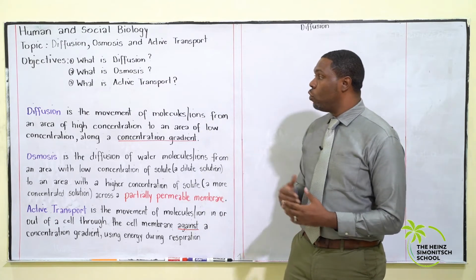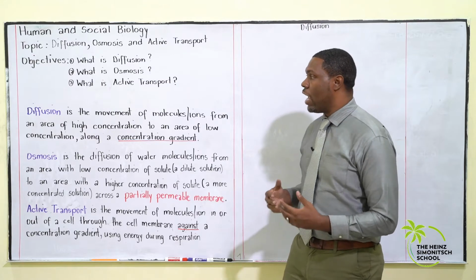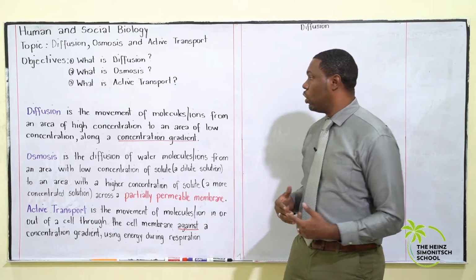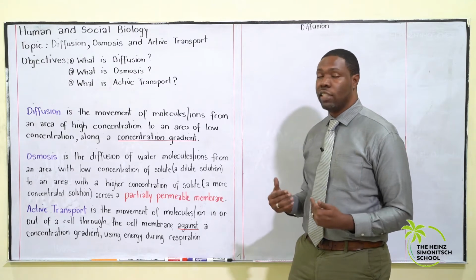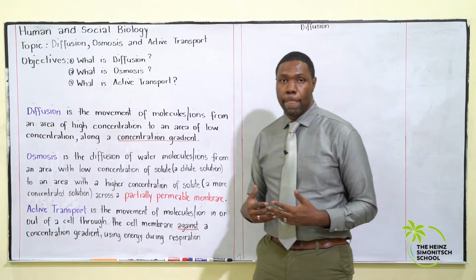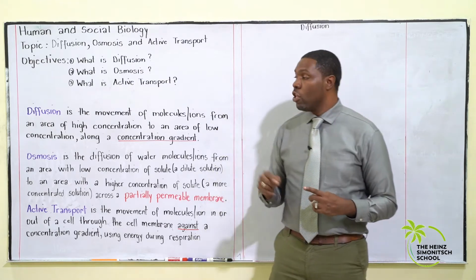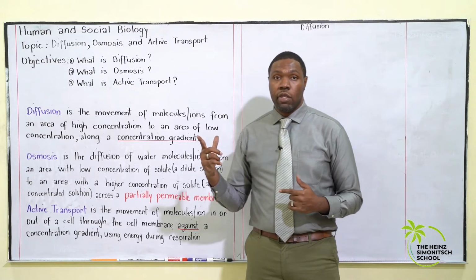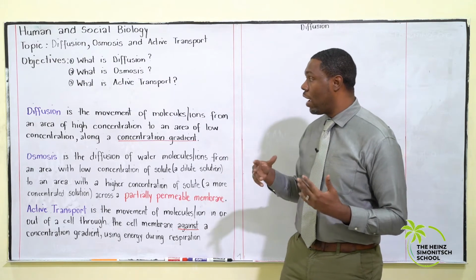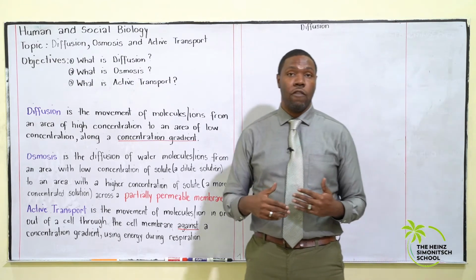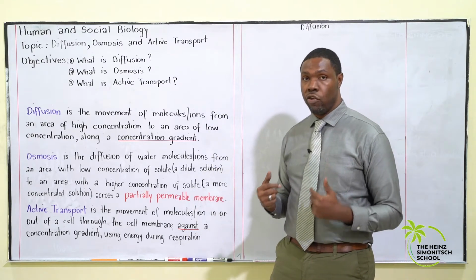Now, diffusion is the movement of molecules or ions from an area of high concentration to an area of low concentration along a concentration gradient. Now, I've highlighted some words that we have to pay close attention to. So, diffusion is the movement of molecules or ions from an area of high concentration to an area of low concentration along a concentration gradient.